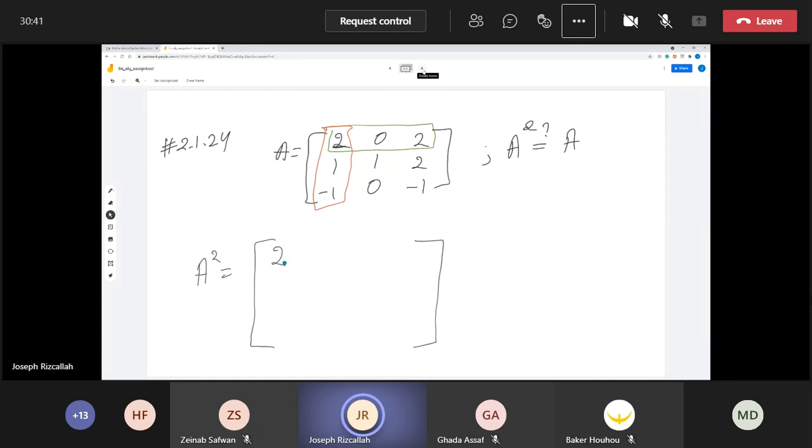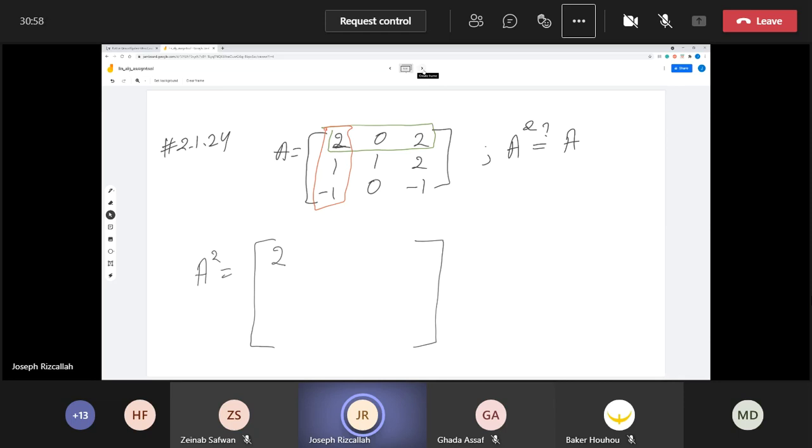For the first entry, we had in A here, the 1, 1 entry was 2. And now in A squared, the 1, 1 entry is 2, also 2, right? So it's okay for the 1, 1 entry.